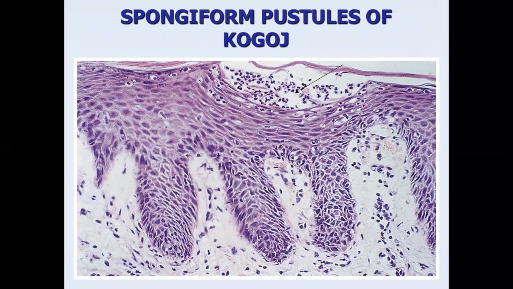A spongiform pustule of Kogoj is a typical histological appearance of psoriasis. In a spongiform pustule of Kogoj, you can see a neutrophilic abscess, a large neutrophilic abscess in the superior layers of the stratum spinosum with a slight degree of spongiosis. So if you say there is no spongiosis in psoriasis, it is wrong. In a spongiform pustule of Kogoj, there is a little bit of spongiosis, but that is restricted to the superficial layers of the stratum spinosum, and along with spongiosis, there are neutrophilic abscesses.